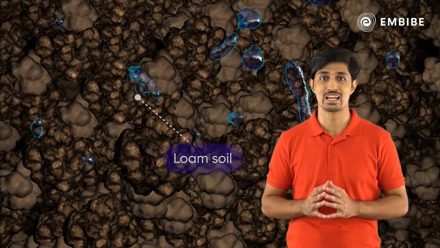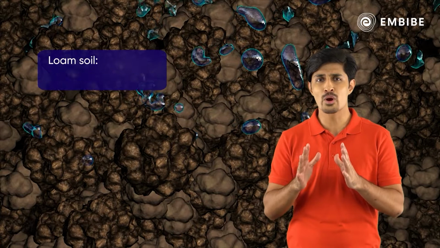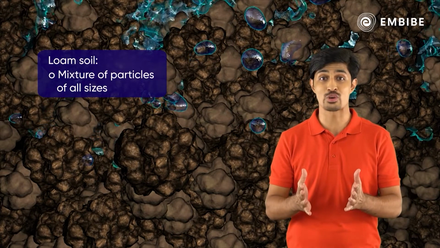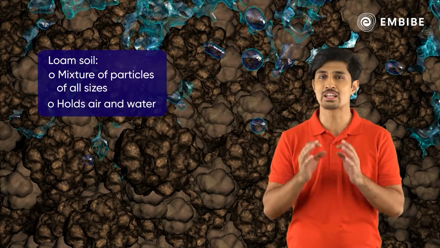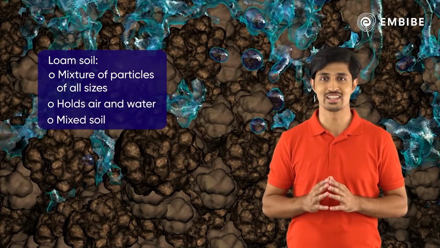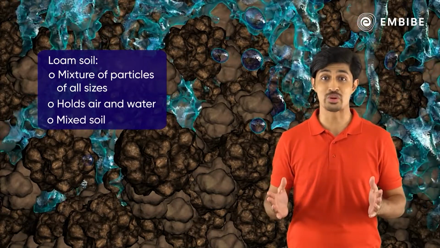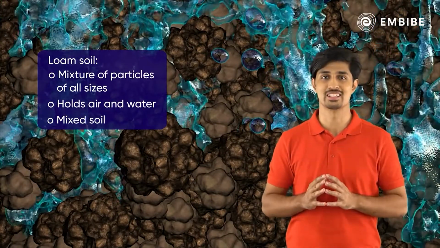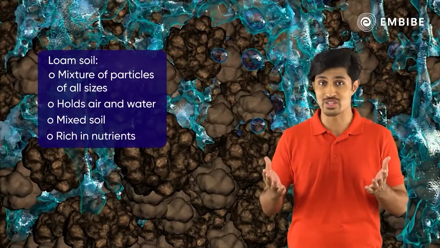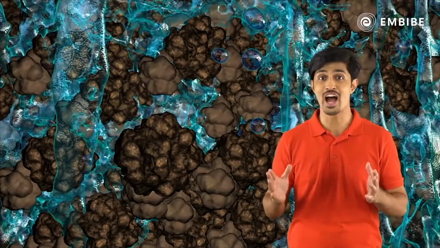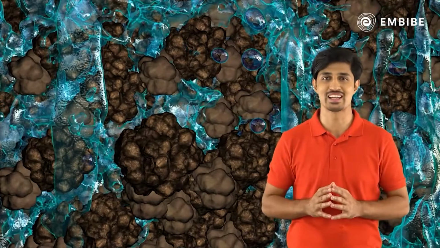Loam soil. In loam soil, there is a proper mixture of particles of all sizes, which allows this type of soil to hold air and water in the right proportion. This soil is also called mixed soil. It drains the excess water through it, but retains the required amount of water for plants to grow in it. Since it is also rich in nutrients, the soil is very fertile and encourages vegetation. The roots of plants can grow and penetrate best in such soil.